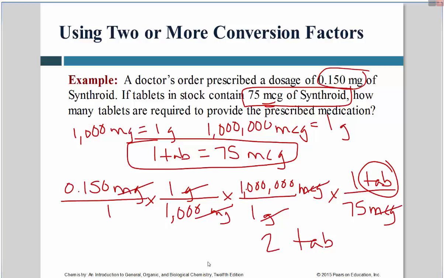Now, if you'd like, you can put this 2.00 since there's 3 significant figures here. However, because we're talking about tablets and we're counting, it could be considered that those are infinite, so you don't necessarily need significant figures with those.